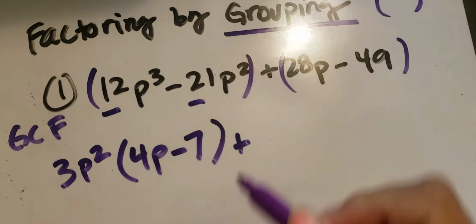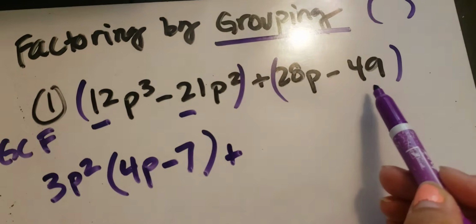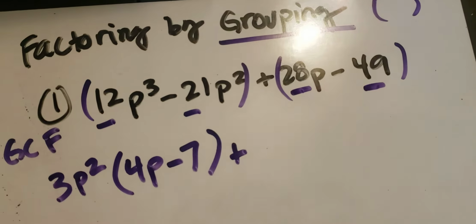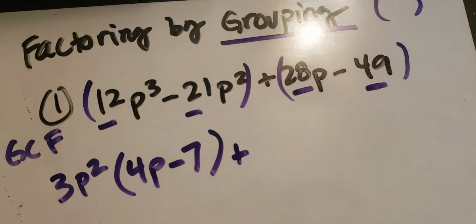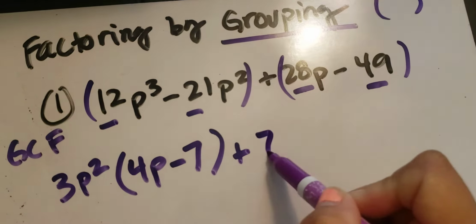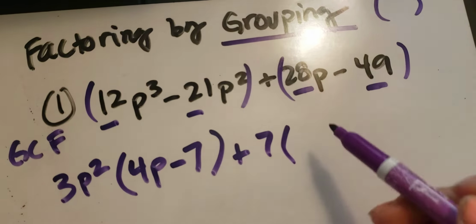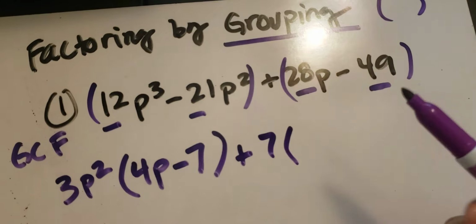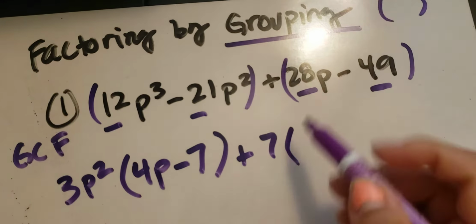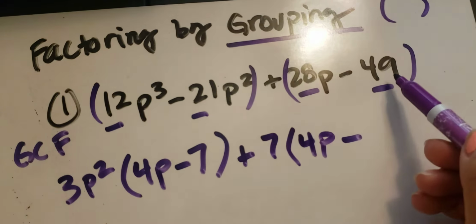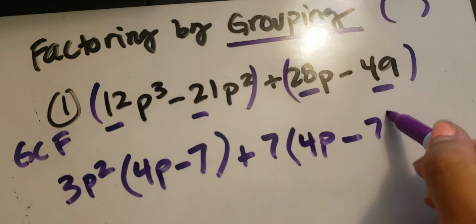Now we're going to put plus. Now we're going to do the exact same thing in between these two terms. So look for the greatest common factor between 28 and 49. Okay, you should have chosen 7. And so what's left? Notice there's a p here, no p here. So the only thing I could have factored out is a 7, no variable. So what's left is 28 divided by 7 is 4p minus 49 divided by 7 is 7.